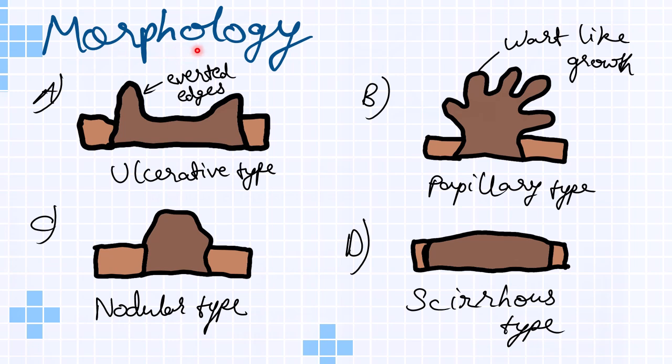Morphology is very important. So in this we have to remember four types. The first one is ulcerative type. It is the most frequent type and it has firm everted edges. The second one is papillary type. In this we have wart-like growth. It resembles a cauliflower. The third one is nodular type. It appears as a slow-growing submucosal nodule. The fourth one is cirrhosis type. It infiltrates into the deeper structures.